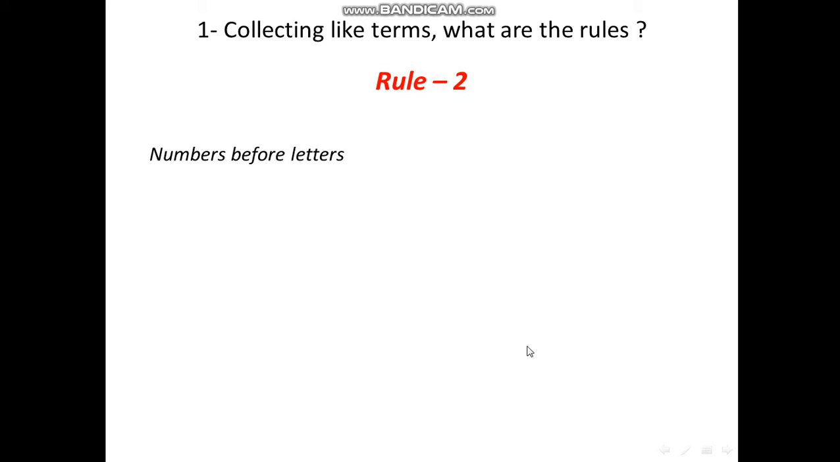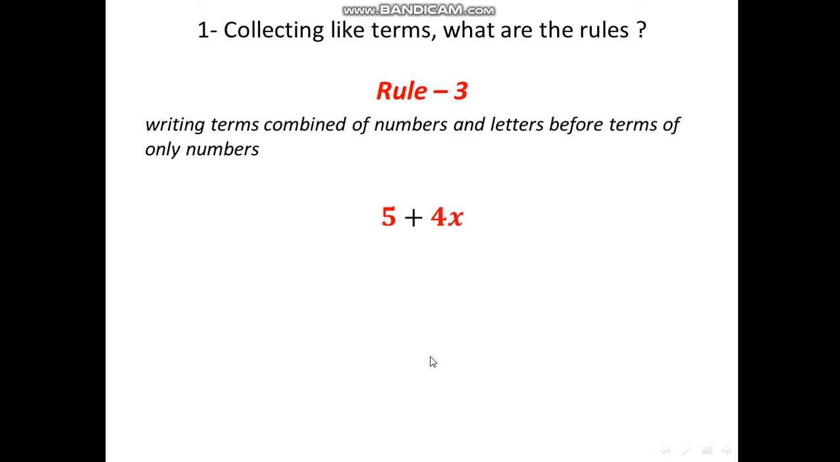Rule number 2, numbers before letters, please. G multiplied by 7, G7, is wrong. D multiplied by 3 is 3D, which is correct. So the number must be before the letter when writing. It's very easy, but you really have to follow these rules. The number comes before the letter, okay? So this is wrong and this is right.